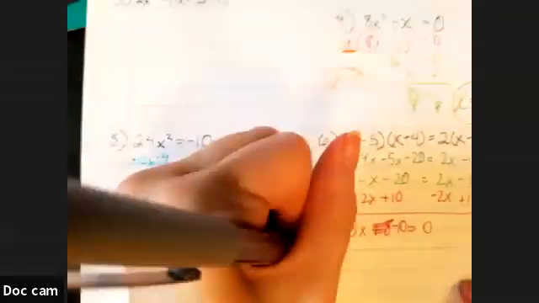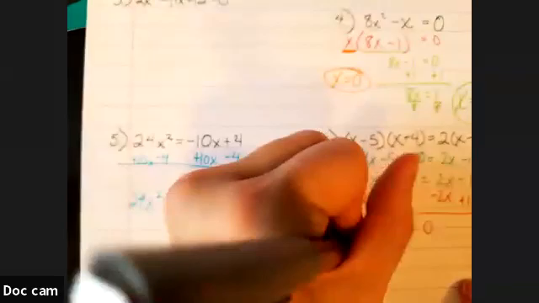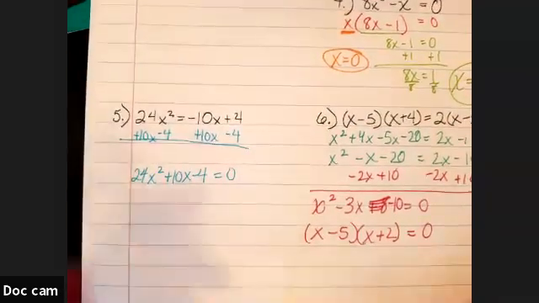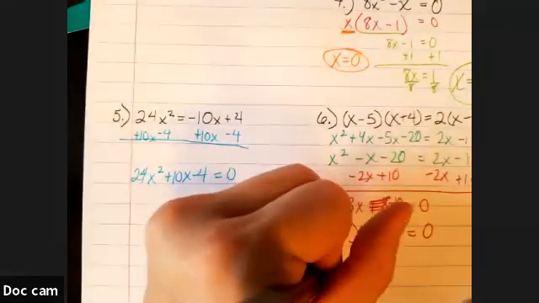Okay, then you could factor it. It'd be x minus 5 times x plus 2 equals 0. And then your final answer would just be x equals 5 and -2.